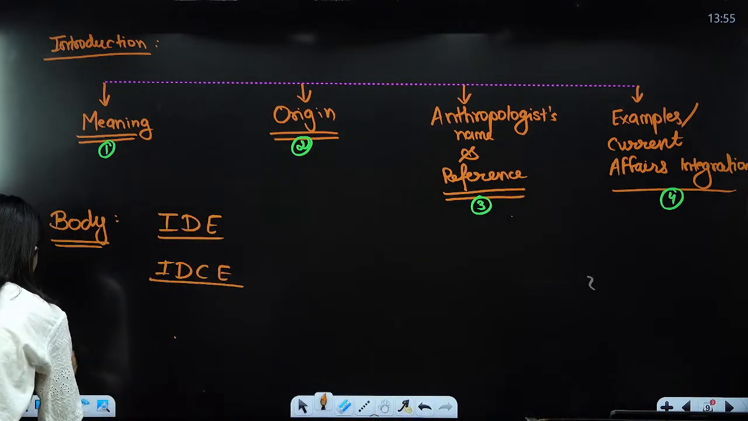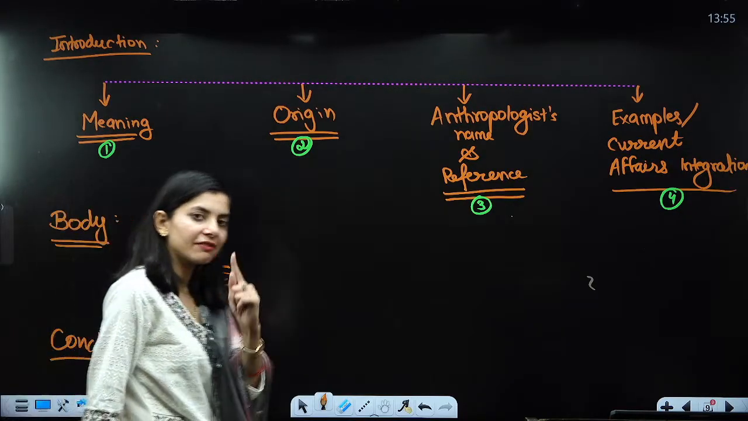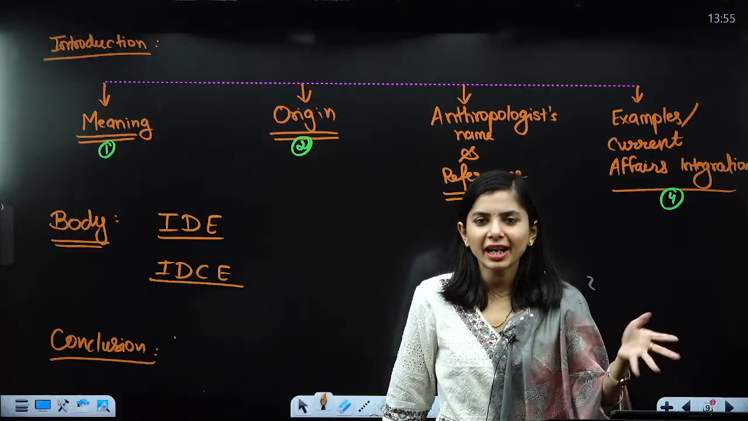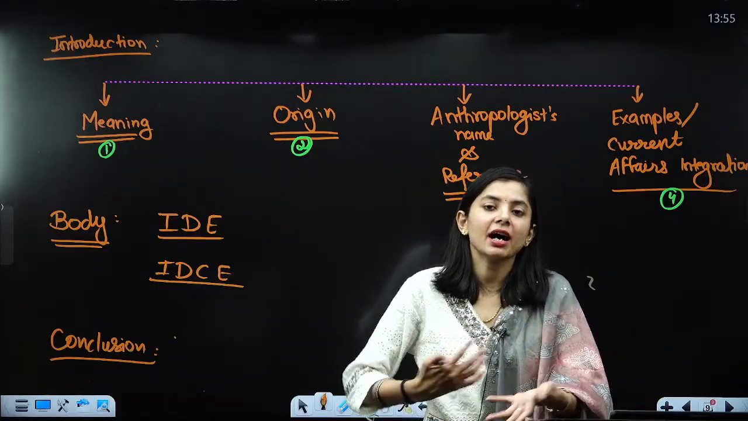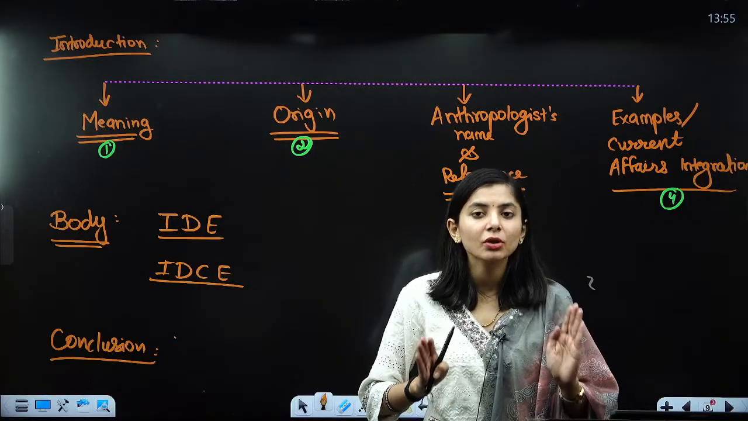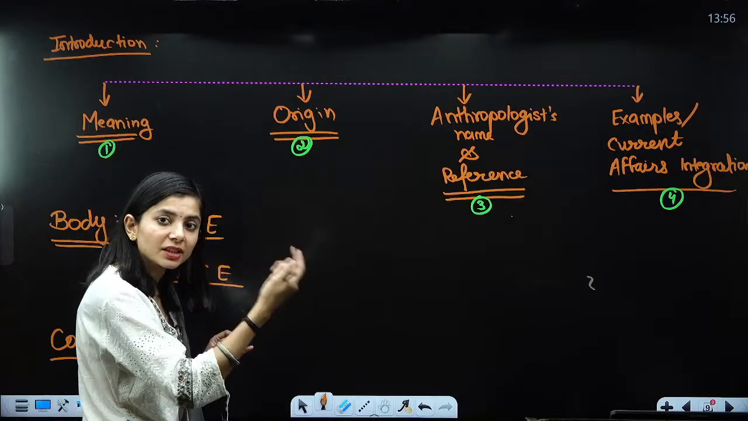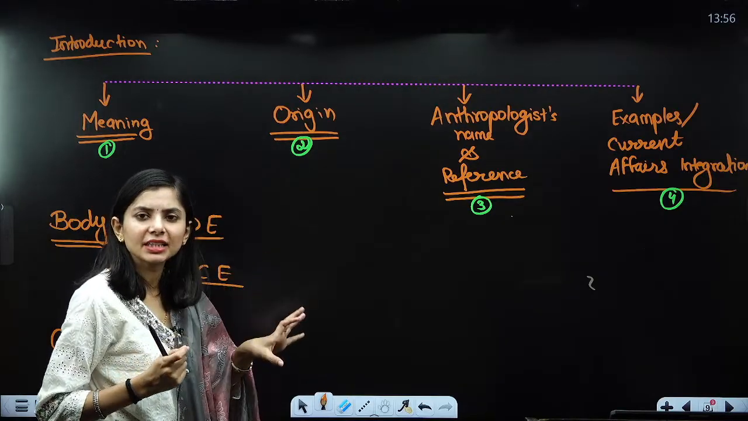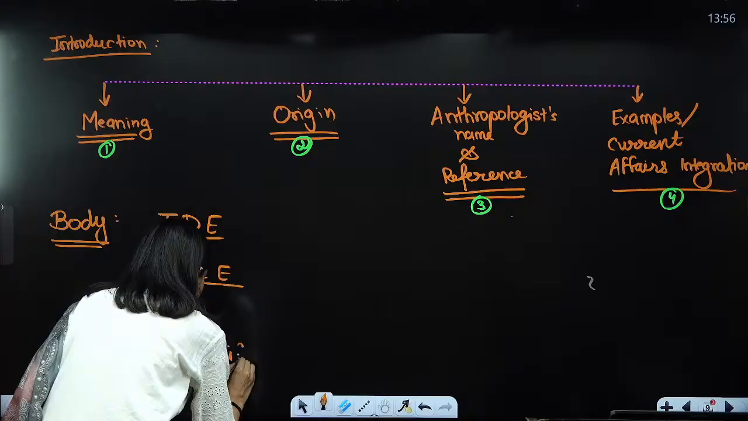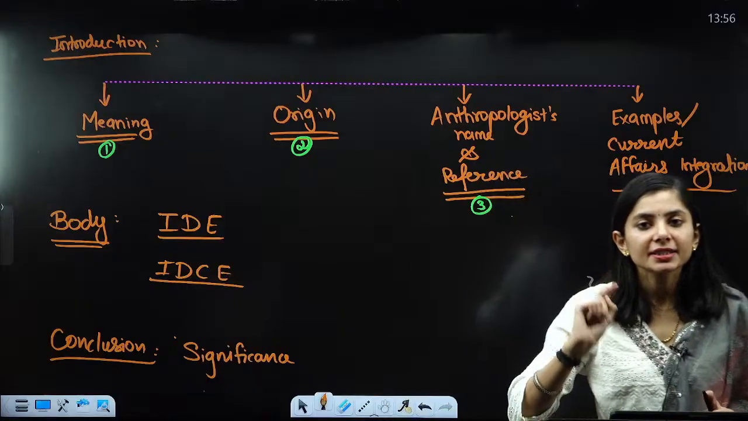And the conclusion. For the conclusion, I will say only one thing, and keep this in your mind. Do not write words like "then we can say that," "that's how," "that's why," "therefore." Do not mention these sentences or words in your conclusion. Just focus on one thing. Ask the answer for that question, and then whatever answer comes to your mind, write it down. What? Significance. Importance is different, significance is different.